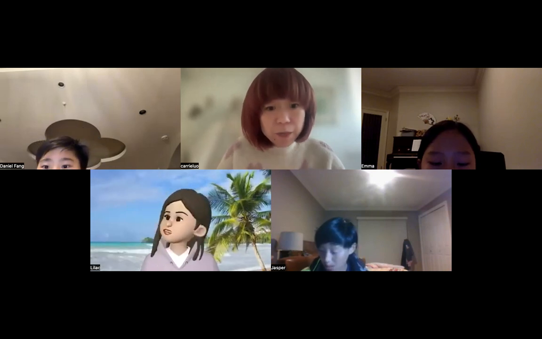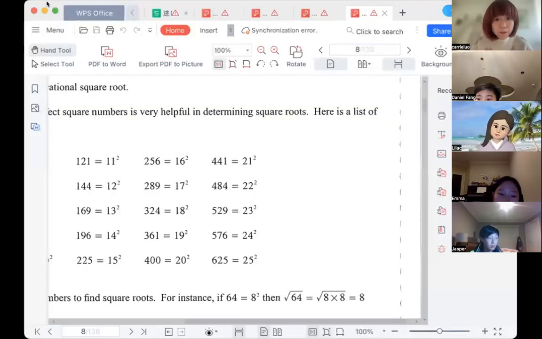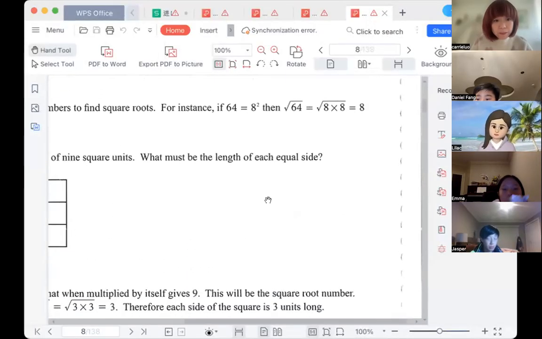Okay, everybody, tonight you're going to try to memorize all of them. I'm not saying you have to do this, but this is going to be very helpful. Okay, so let's take a look at this one.